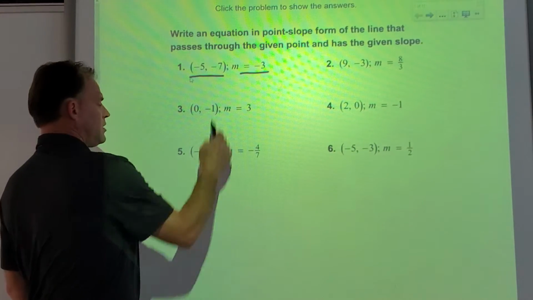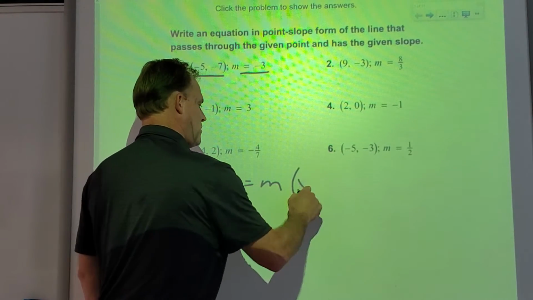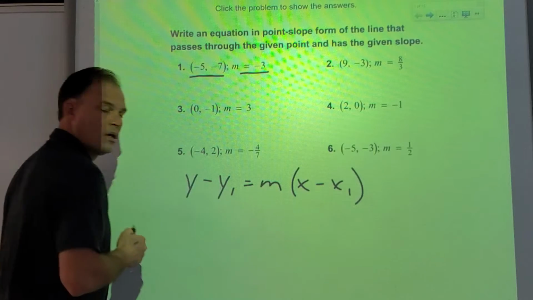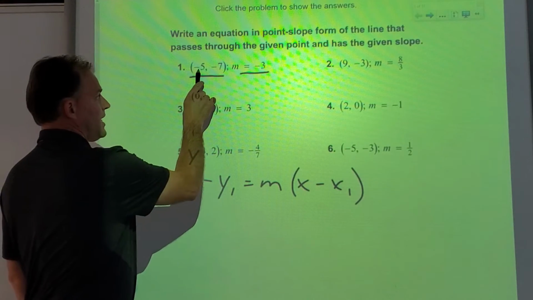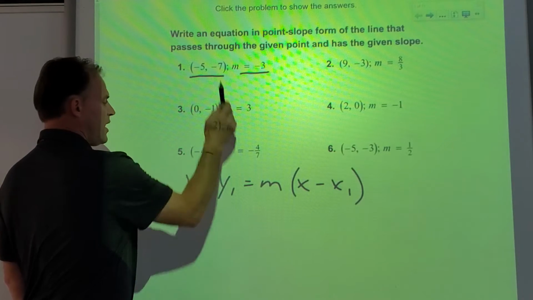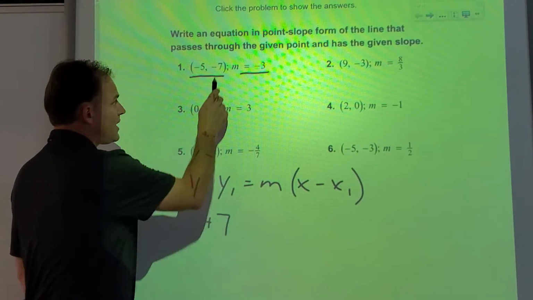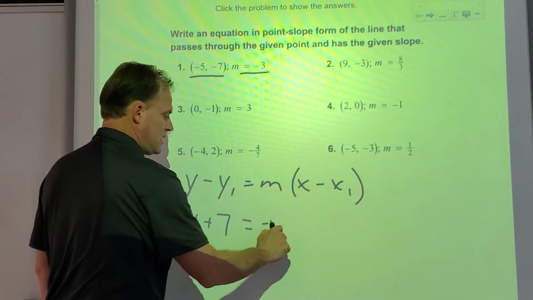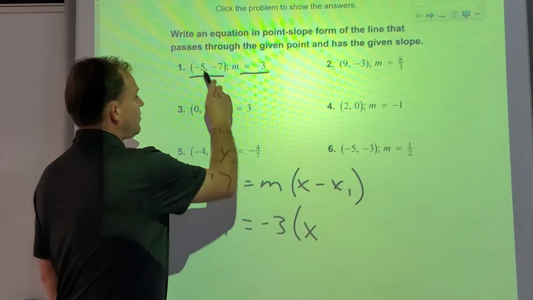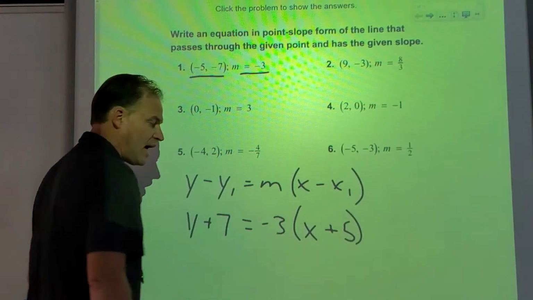But it gives me the point, it gives me the slope. So I have the formula for point slope form. Gives me the two values. X is -5, y is -7. Watch your negatives. When I put a negative in here, that's going to turn into plus. The slope it gives me is -3. X, when I put -5 in here, it's going to turn into +5.